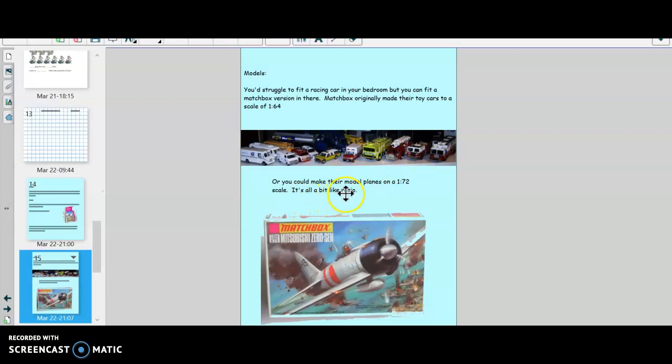Or you could make model planes. And they're on a 1 to 72 scale. So for every 1 centimetre that the model is, the plane is 72 times bigger.